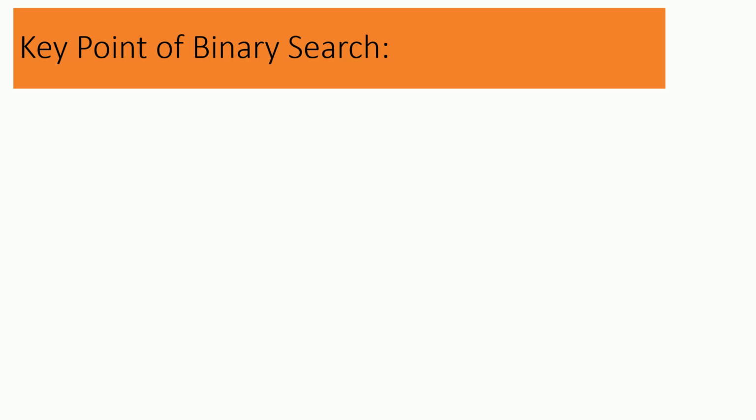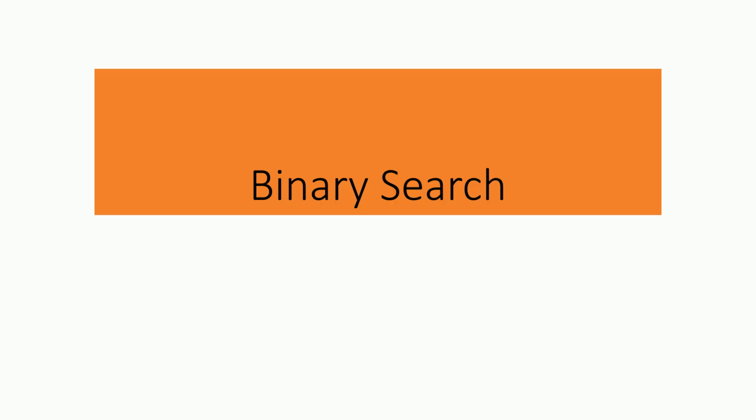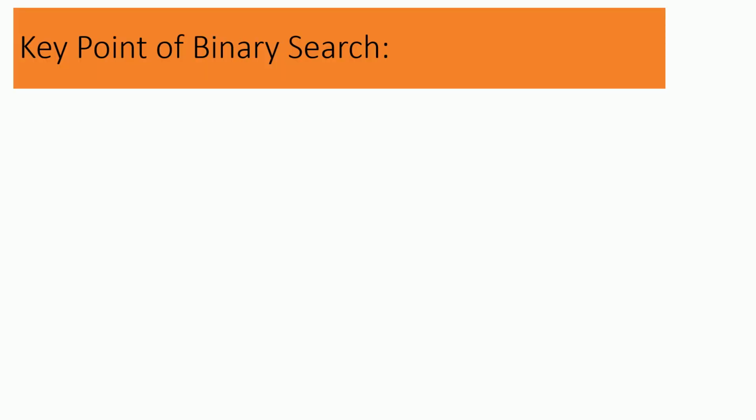Hello everyone. Today we'll be looking at binary search and we're going to find out how this binary search algorithm works. Before we work on how it works, we're going to find out the key points. For binary search, the key point is to find the midpoint. You find the midpoint first and then compare this midpoint with the item you're looking for.